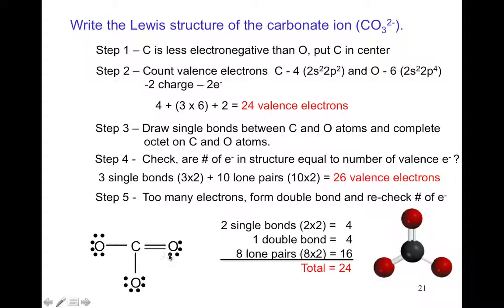Now, it might kind of bother you to look at oxygen and say, okay, 1, 2, 3, 4, 5, 6. Got it. Valence electrons bonded. But then here you say 1, 2, 3, 4, 5, 6, 7.